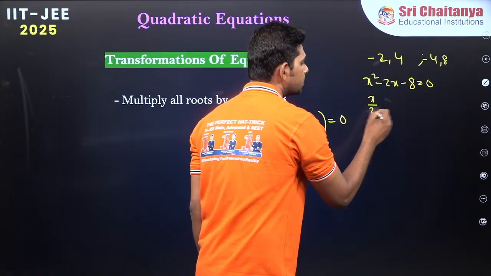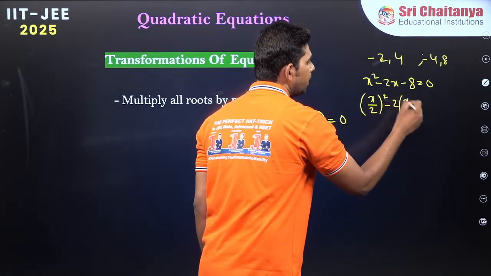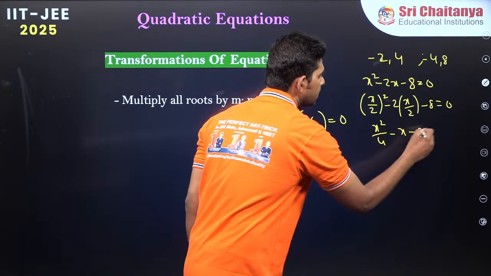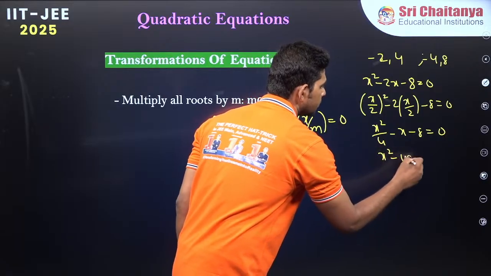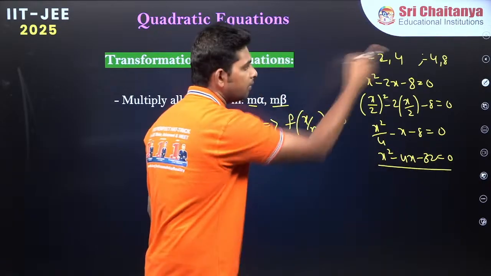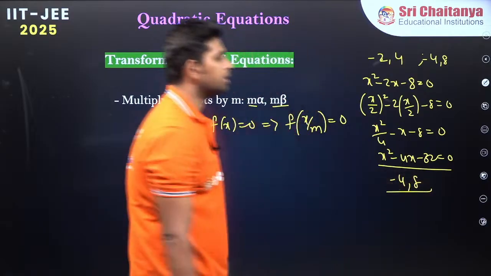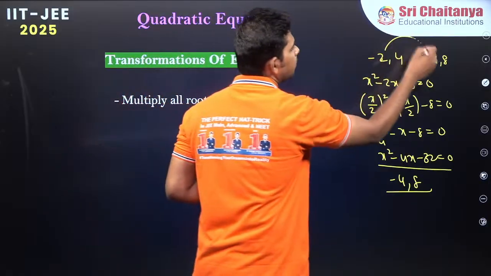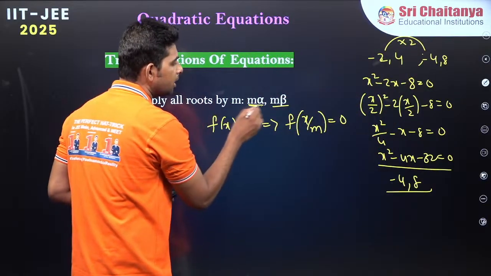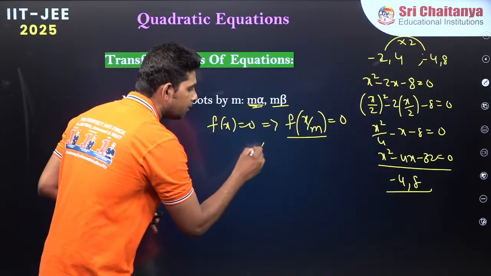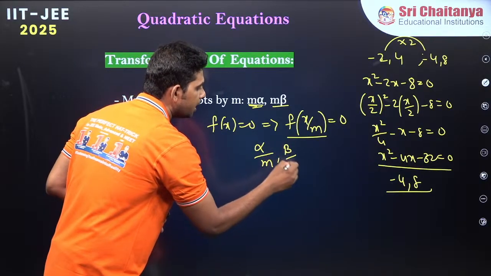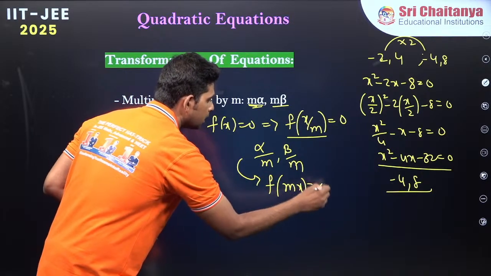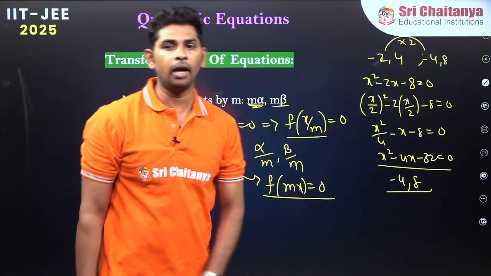Then you are going to take here x by 2 whole square minus 2 into x by 2 minus 8 is equals 0, which is going to be x square by 4 minus x minus 8 is equals 0, which can be written as x square minus 4x minus 32 is equals 0. This equation definitely will have the roots as minus 4 comma 8, you can check that. So instead of x you can write it as x by 2, if I am going to take the roots multiplied by 2. So if you are multiplying by m here, you are going to write f of x by m. If you are going to divide the roots by m, alpha comma beta by m, then the equation will become f of m into x is equals to 0. That also you can get.